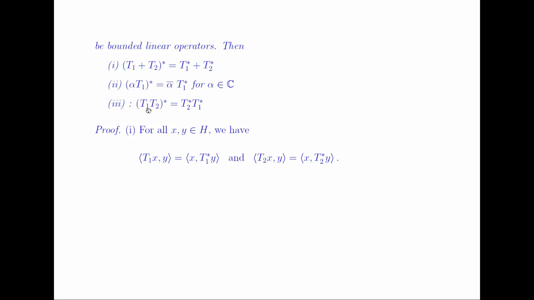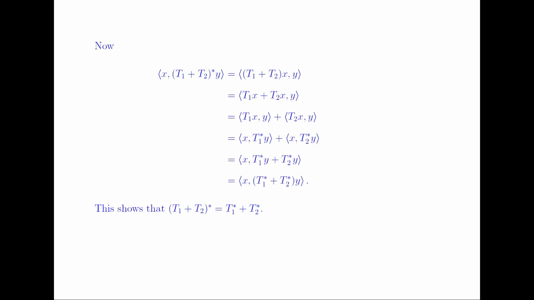And similarly, the adjoint of T1 T2 is equal to the adjoint of T2 times the adjoint of T1. First of all, we'll discuss part 1. Here for all x and y belonging to the Hilbert space H, we have the inner product of T1 x, y equal to the inner product of x comma T1 star y. Similarly, the inner product of T2 x, y is equal to the inner product of x comma T2 star y.